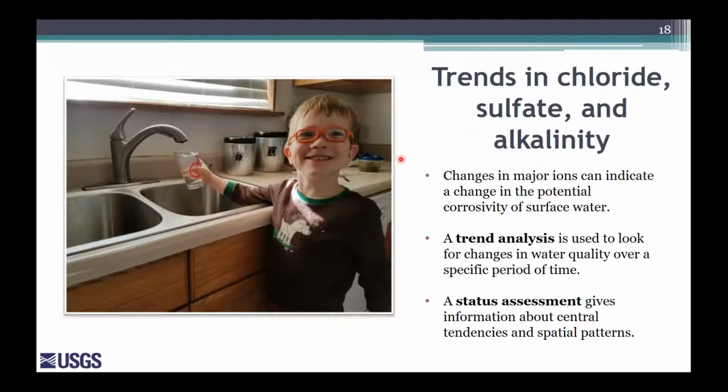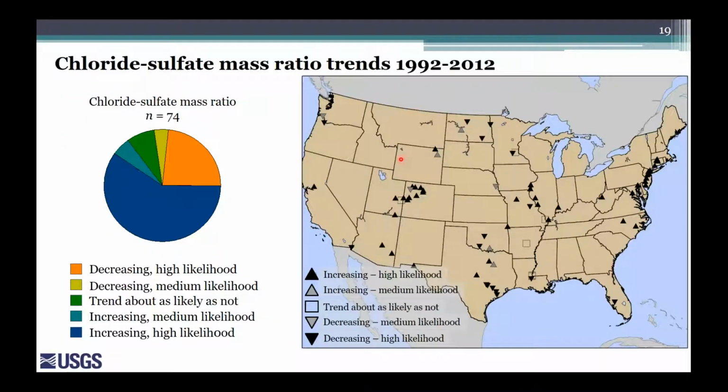Okay, so in the study I'll be turning to now, we looked at both the status and the trends of indicators of potential corrosivity, and especially I'll be talking about the chloride to sulfate mass ratio. The main difference between the trend analysis and the status assessment is that a status assessment describes the conditions over a fairly short period of time. So the data requirements are not as stringent, and we gain lots of sites and spatial coverage that way. And so I'll be talking both about the trend analysis, which is looking at change over time, and the status assessment, which is looking at just conditions over a very short period of time. And I'll be turning to those in the next couple of slides.